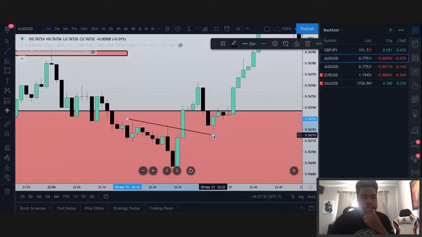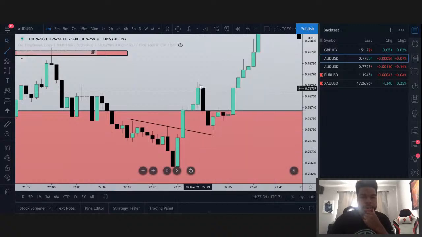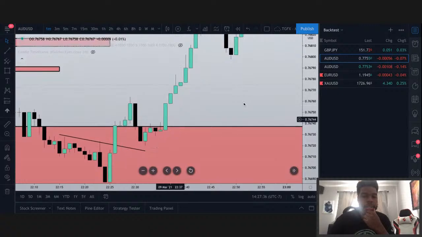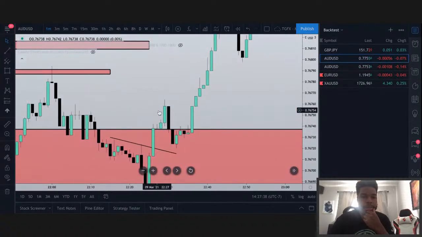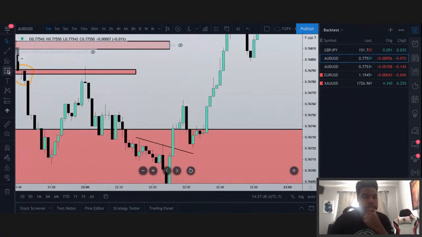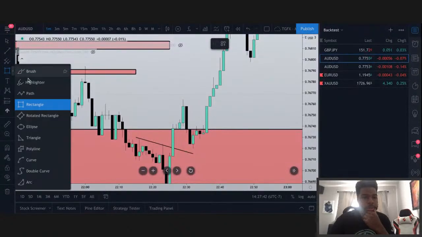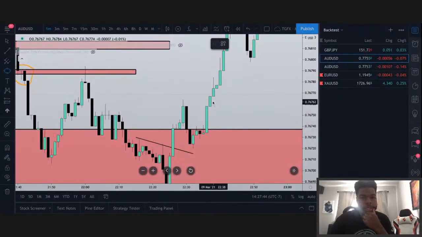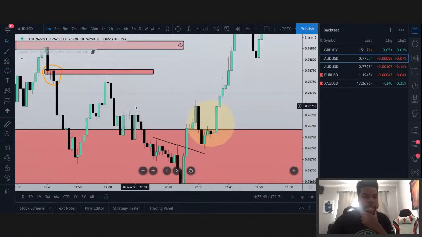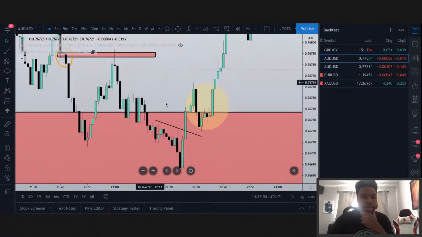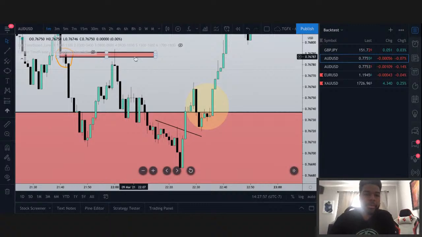We have a little trend line here. So we get our trend line break, we get a retest, then we get a bullish engulfing here. Now, at this level here, were we next to supply? Were we next to supply or demand?